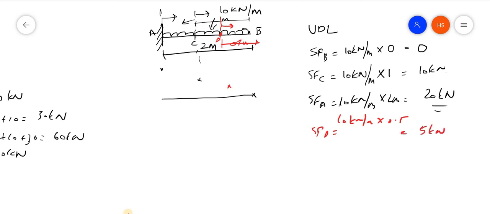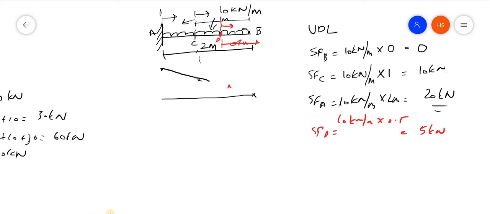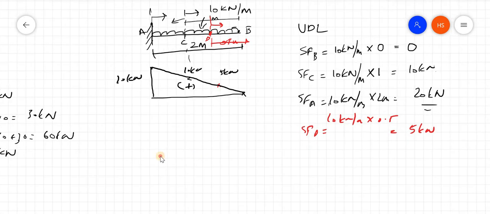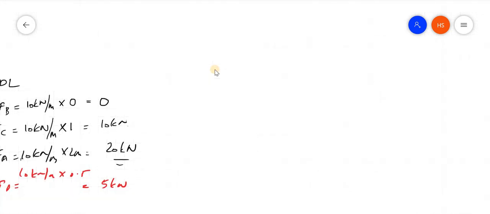So here the load is increasing linearly. So we have to join this by a linear line like this. Okay. So this will be the shear force diagram. So at the last point here it is 0 and here it will be 20 kilonewton. These values also, you can write: it will be 10 kilonewton, and here it can be 5 kilonewton, like that.